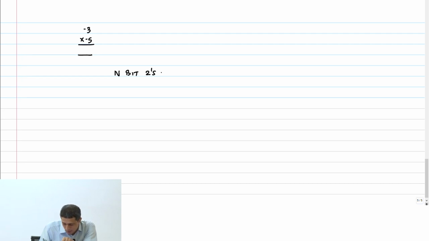So now let's go ahead and try to do one 2's complement multiplication. Let's say I want to do minus 3 into minus 5. Before that, if I have an n bit 2's complement number, what is the range of this representation?